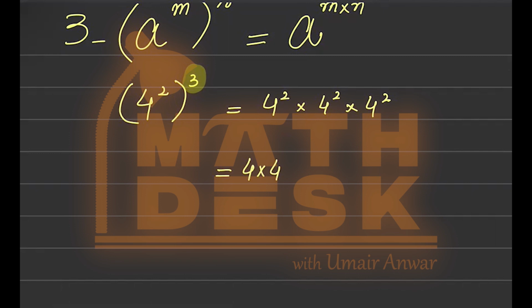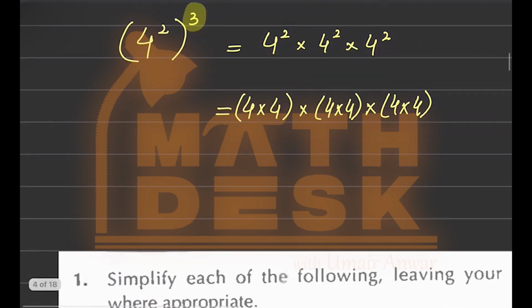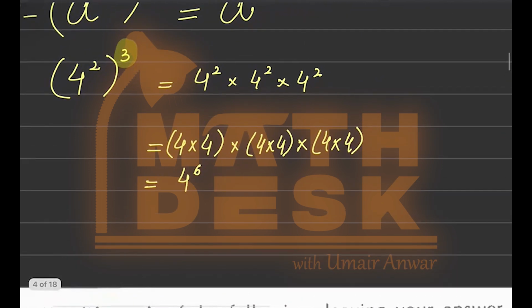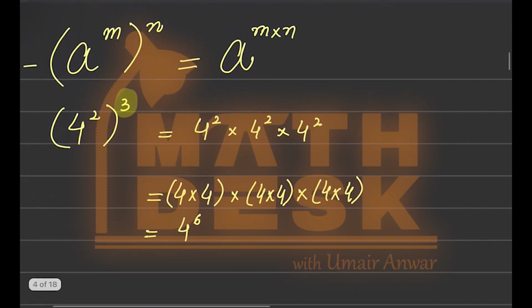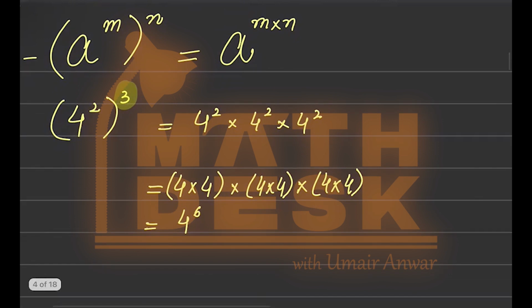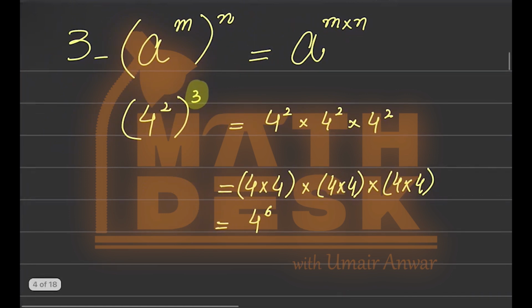Now, if I write every term or every power in the index form separately, then 4 square means 4 into 4, the first one. Again a 4 square, which means 4 into 4. And then there is another 4 square, which means 4 into 4. So if we count all the 4s, there are 6 4s being multiplied with each other. So they would be equivalent to 4 raised to 6. So this is how we can prove or understand that law by expanding the power or the index form. Now, we could have done it directly also using this rule.